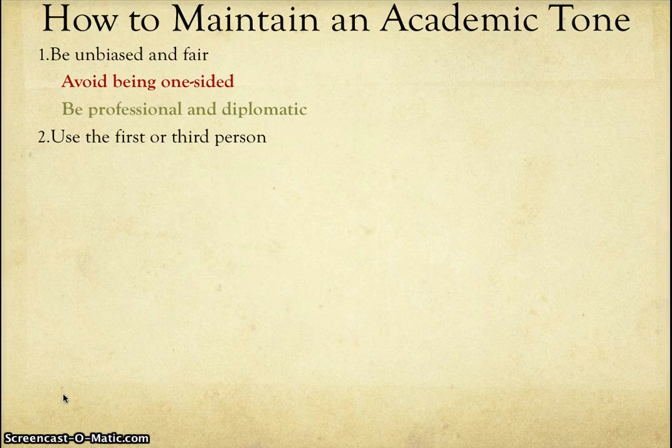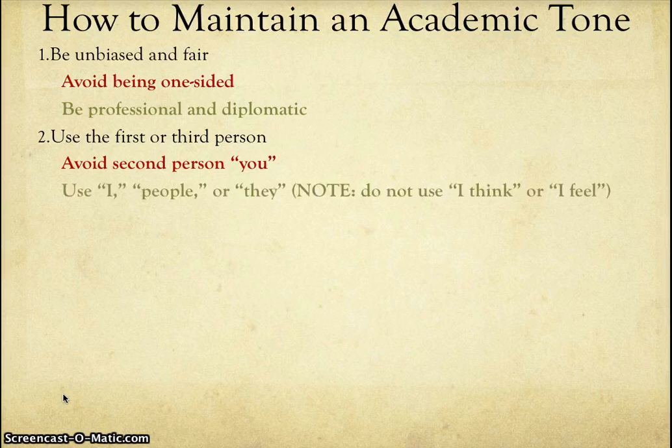Number 2, use the first or third person. You want to avoid the second person, which is you, and instead use I, people, they. So at the very least, when you're writing an academic essay, you want to avoid the word you at all costs, because we don't want to write as if we are speaking to one particular person. And when you use you, that's what you're doing.